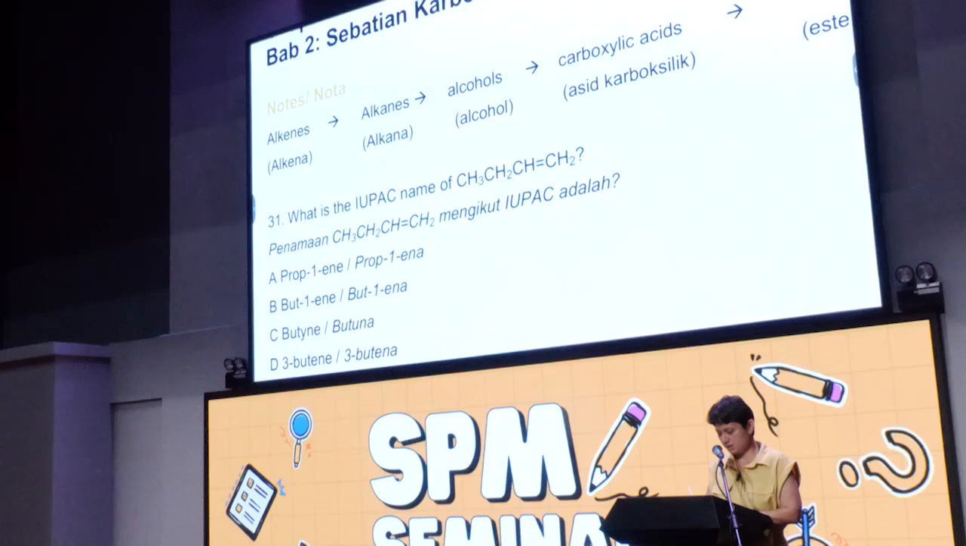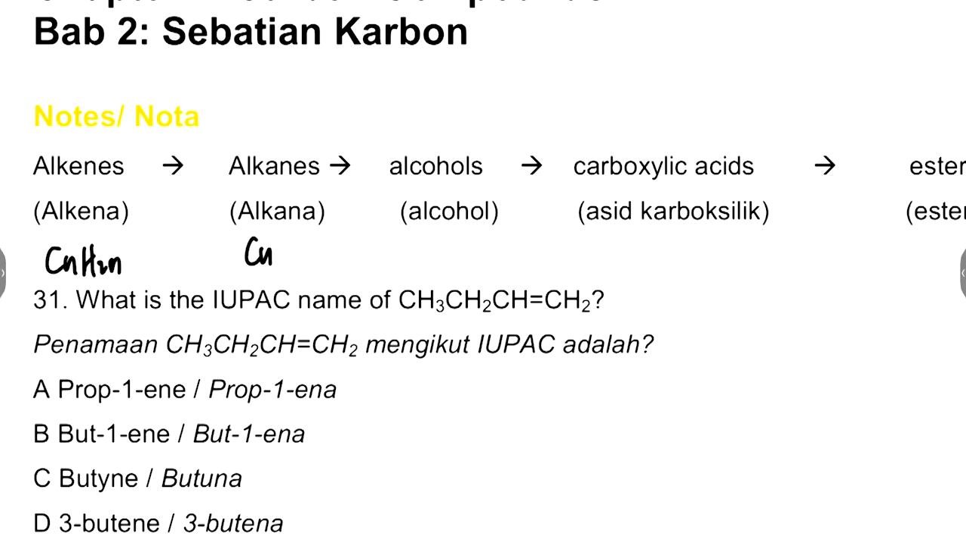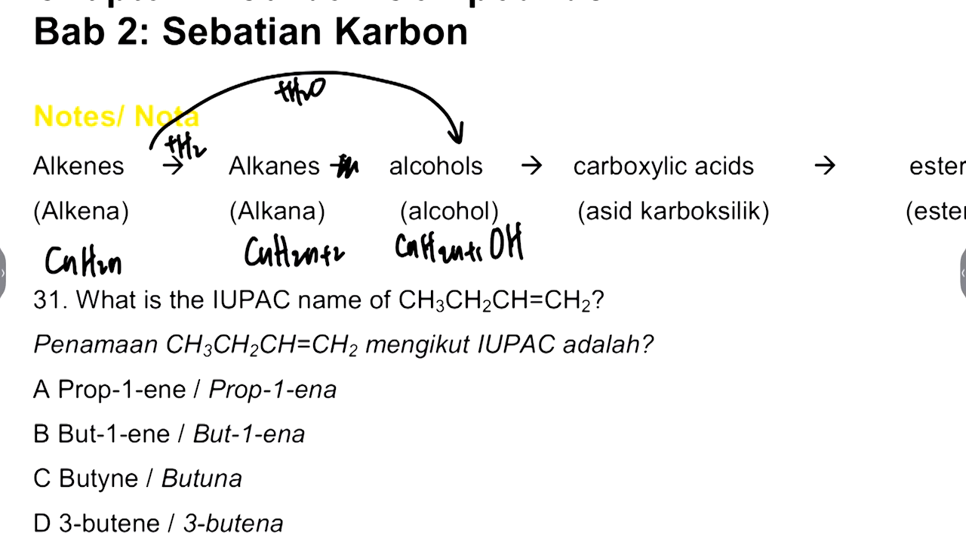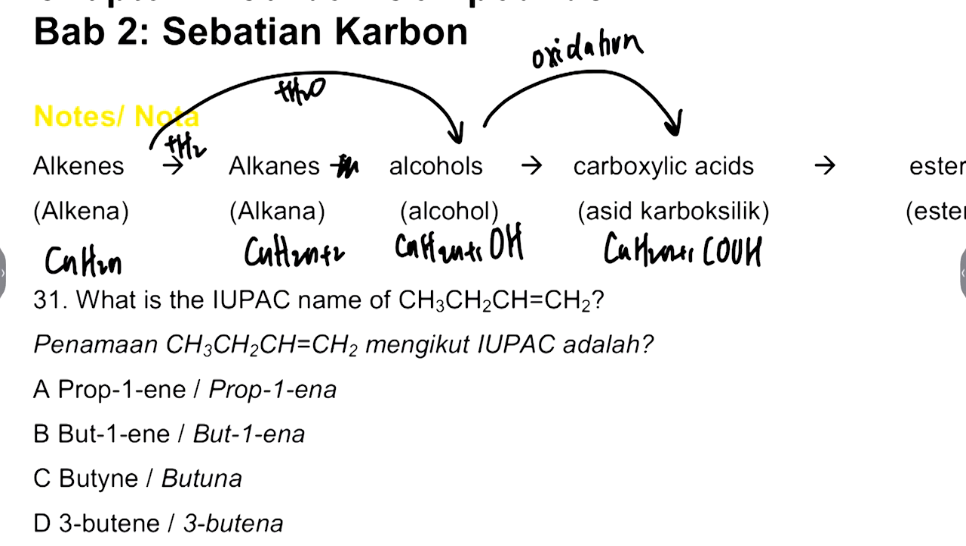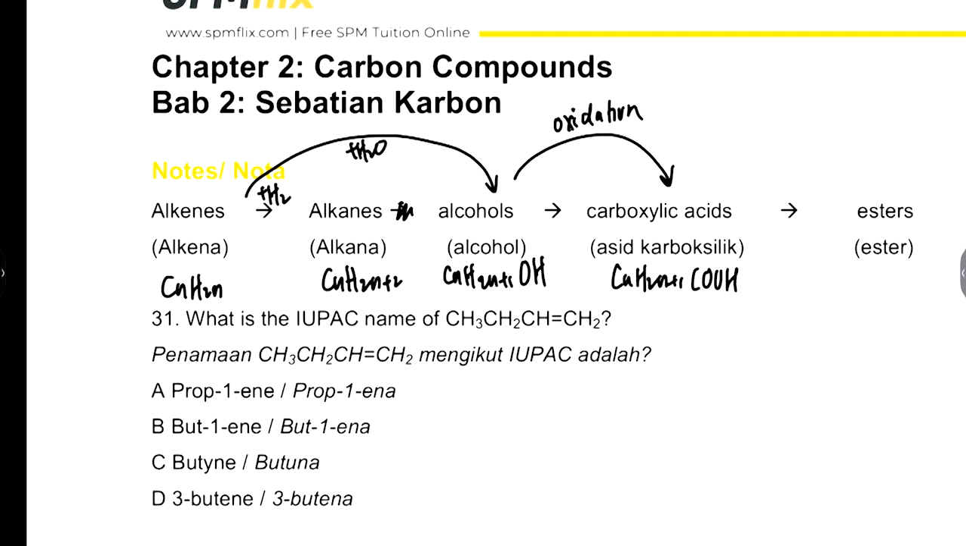Okay, alkene, CnH2n, alkane, CnH2n plus 2. Alkene to alkane, penghidrogenan. Alkanes to, this one wrong, arrow wrong, sorry. It is alkenes to alcohols, not this one. Okay. Penghidratan, hydration, CnH2n plus 1 OH. Alcohols to carboxylic acid, oxidation. CnH2n plus 1 COOH. Finally, alcohols and carboxylic acid together make ester, pengesteran, esterification.